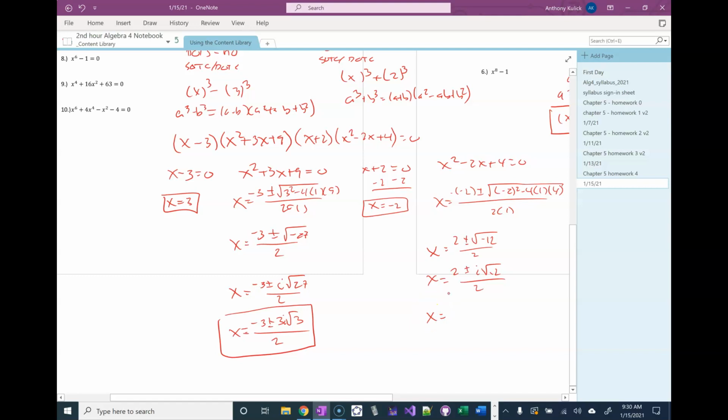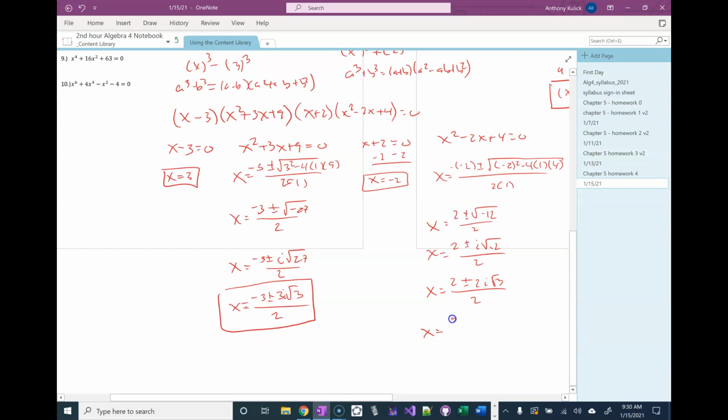12 is 4 times 3, so the square root of 12 is the square root of 4 times the square root of 3, and the square root of 4 is just 2, so we have plus or minus 2i root 3. And this can reduce, because if I write this as separate fractions, 2 over 2 is 1, and then the 2's there reduce, and I'm left with 1 plus or minus i root 3, and that's a long stinking problem. Like I said, I thought this was the worst one on here.